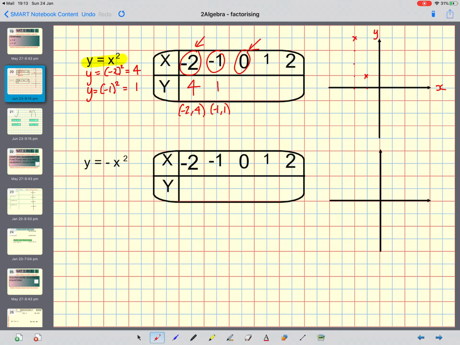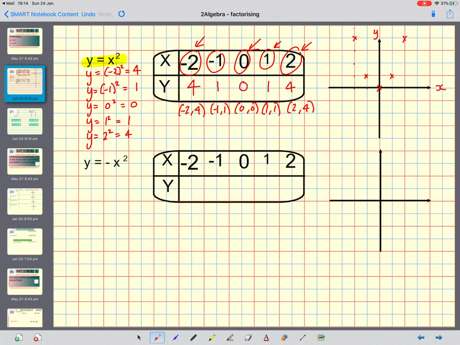And then if your x value is equal to 0, y equals 0 squared, which is just 0. So your coordinate is 0, 0, which is plotted right here. If your x value is 1, 1 squared is just 1. Coordinates 1, 1: 1 along, 1 up here. And then last, for this table of values, we've got x equals 2. So y equals 2 all squared equals 4. Coordinate is 2 along and 4 up. So 1, 2 along and 4 up.